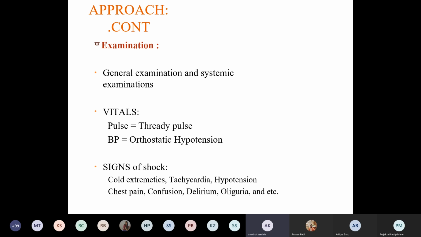The first and foremost is a general examination, which plays a major role. In this, the pulse and blood pressure are more important. Usually there is a thready pulse, and in the blood pressure there will be orthostatic hypotension. Signs of shock will be there. There will be cold, clammy skin. Then there is going to be profuse sweating, and hypotension.